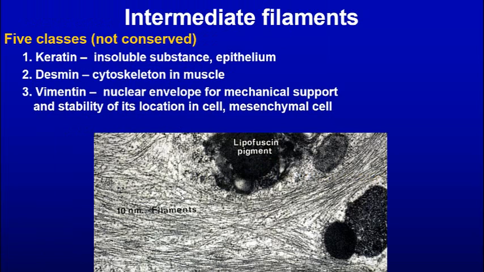The other filaments are the intermediate filaments, and they are of five types, and it is not conserved. It has only appeared more recently. Keratin is the insoluble substance of epithelium.